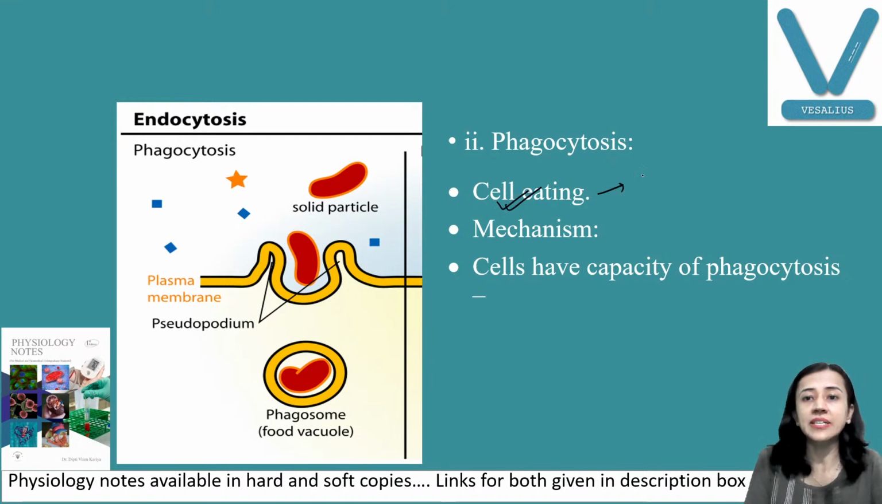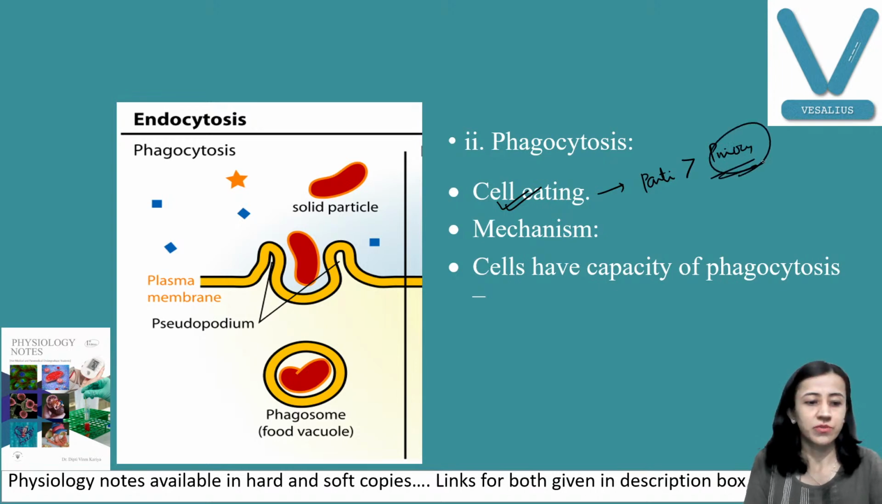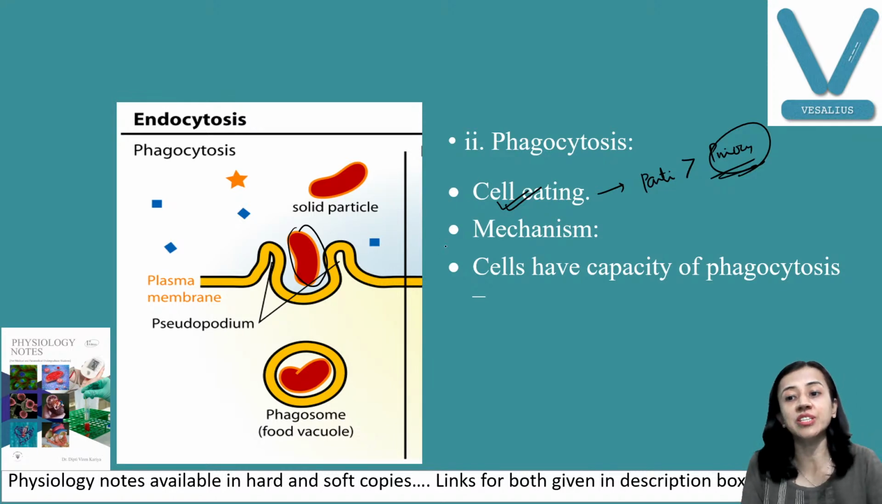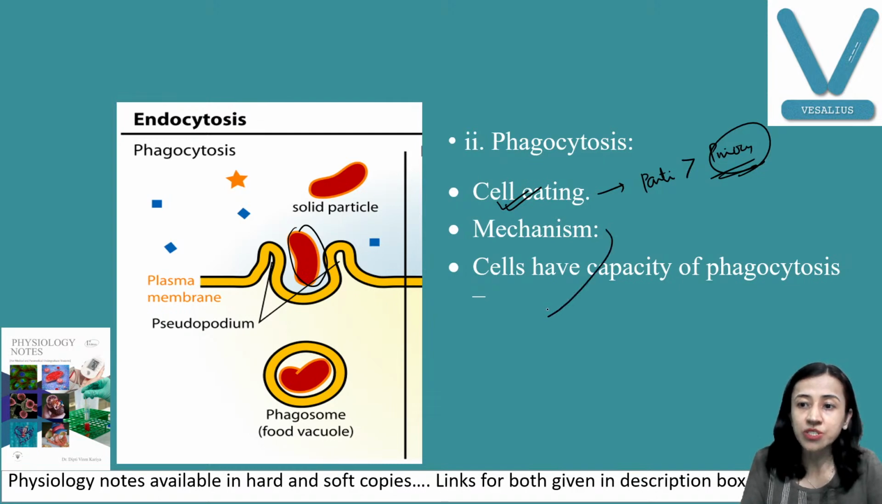Here the particle size is greater than in pinocytosis. Pinocytosis particle is smaller. Phagocytic particle is larger. You can see a solid, large particle here, which enters through phagocytosis. The particle is larger than a macromolecule. Which are the particles that can be phagocytosed? They are bacteria, foreign particles.